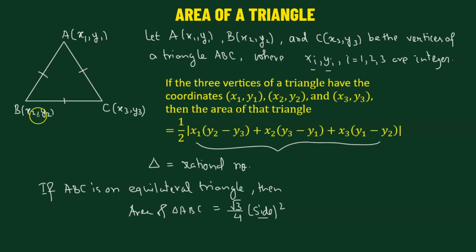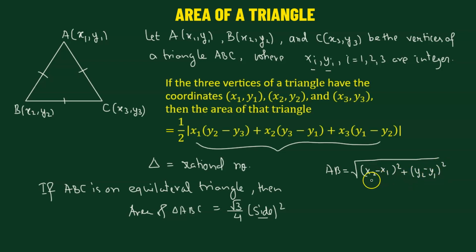Now we can find out the length of any of the sides by using the distance formula. So let me note down the length of AB. AB will be equal to, we'll take the square root. Underneath the square root, first we'll have to take the difference of the x coordinates. So that's going to be x2 minus x1. We square it and then add it to the square of the difference of the y coordinates. So that's going to be y2 minus y1.